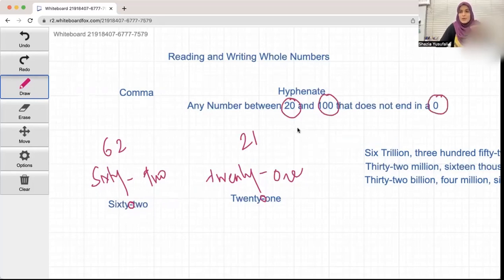So between 20 and 100 that does not end in a 0. Look at me, I'm messing up my words today, but you know what? It's late at night, so might as well. So anything between 20 and 100 that does not end in a 0, like a 21 or a 62 or a 99, you hyphenate that. So we got that.